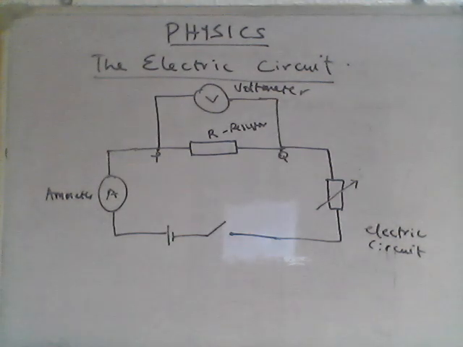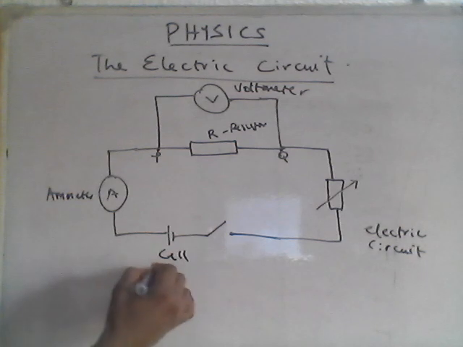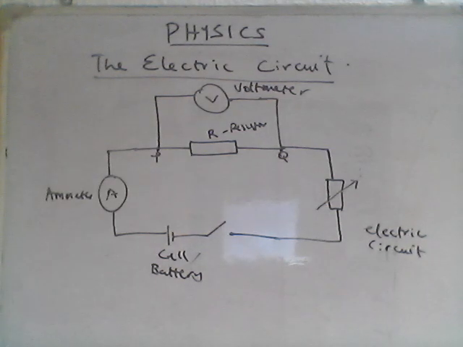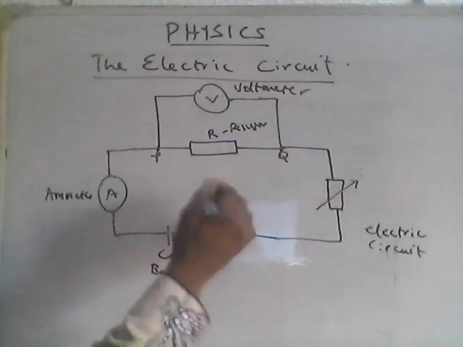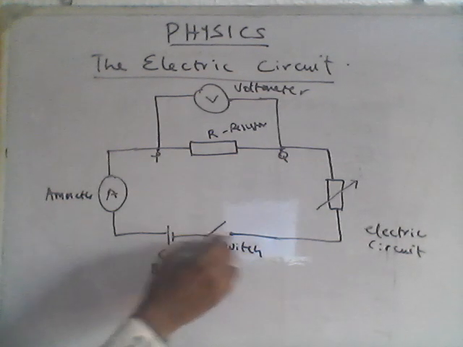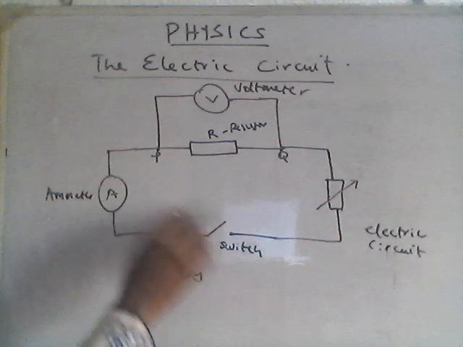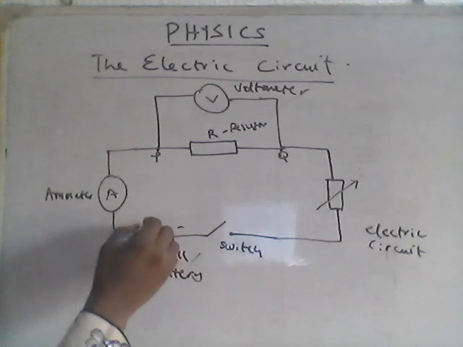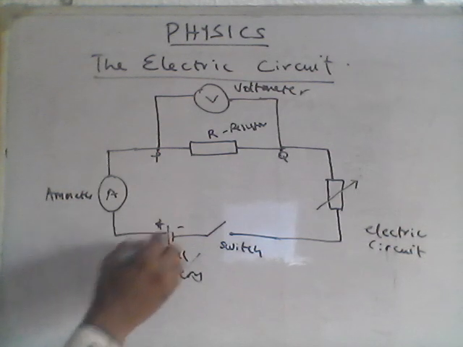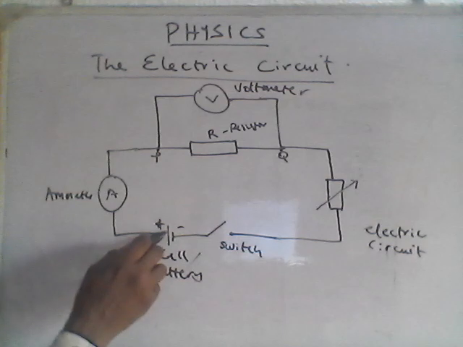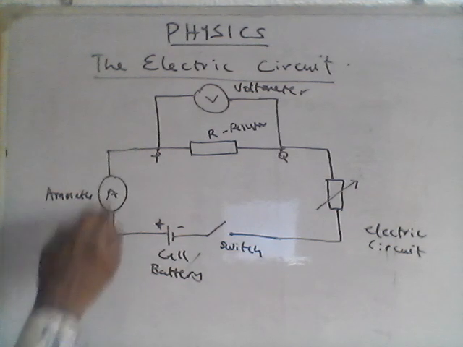And this is the cell or the battery that provides the electromotive force to move the current through the circuit. This is the switch. At this mode, this switch is open, meaning that there's no contact. Once the switch is closed, the circuit is completed. So the battery releases the voltage. It's polarized at this point. This is the positive terminal and negative terminal. So the current flows from here to this point.